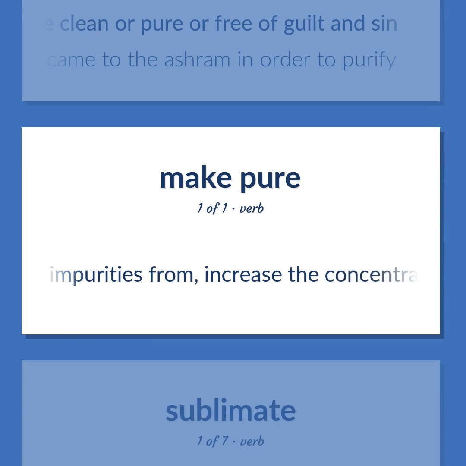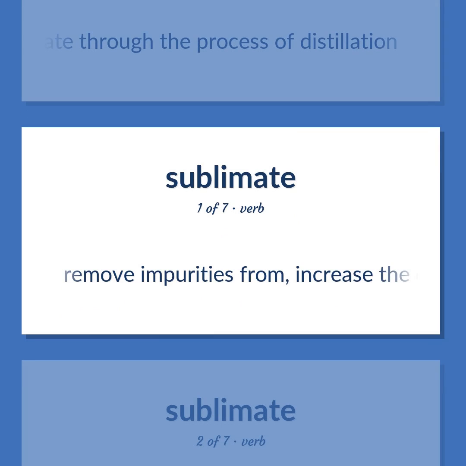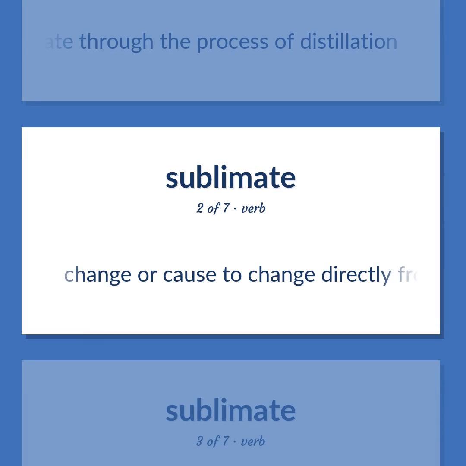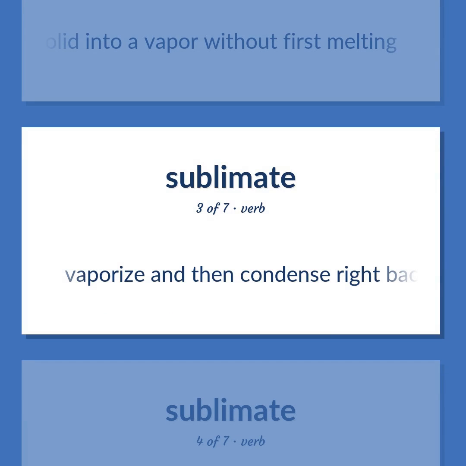Remove impurities from, increase the concentration of, and separate through the process of distillation. Change or cause to change directly from a solid into a vapor without first melting. Vaporize and then condense right back again.